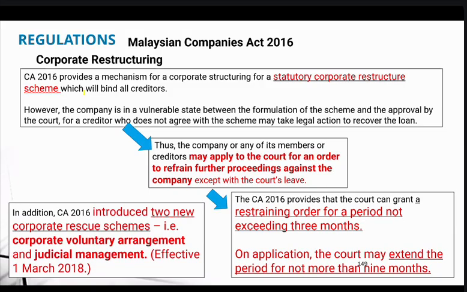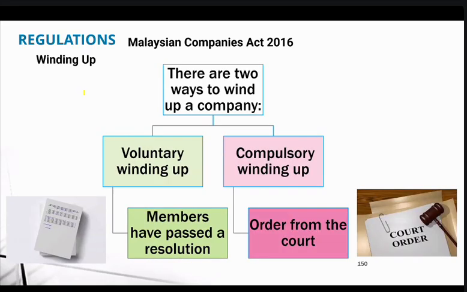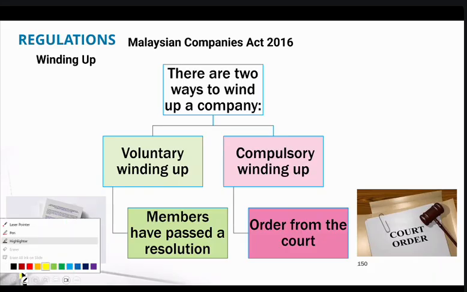They explain now there's a new corporate rescue schemes, corporate voluntary arrangement, and judicial management. So there are two ways to wind up a company: voluntary winding up and compulsory winding up. So I asked this question: what would you think would be the difference between voluntary and compulsory winding up? Voluntary would be the directors all agreed to wind up. Yep. Compulsory would be the one that is coming from court. Yeah. They are forced to.